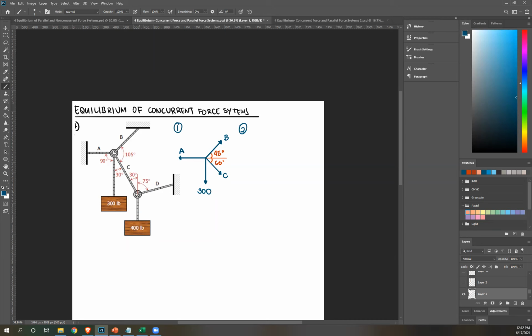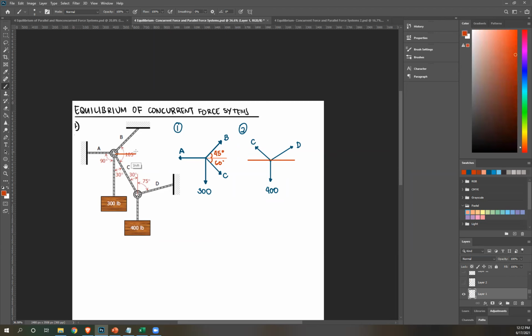So same thing, you're gonna draw your body as a point, then include all your forces. We have another weight here. Again, weight is always downward, so that's 400 pounds. Next, we have a force D, and then a force C. Once again, they're all tensile forces. Now, figure out the angles.